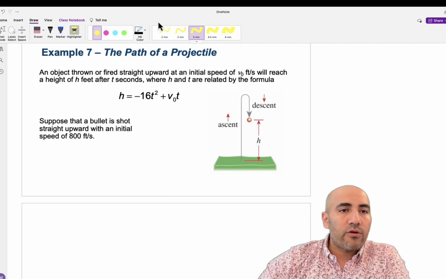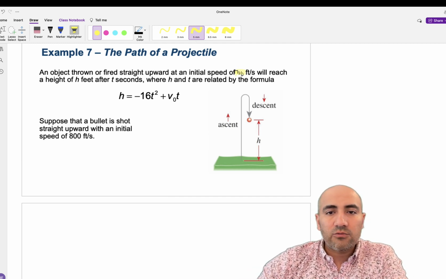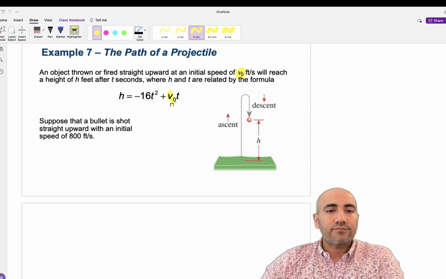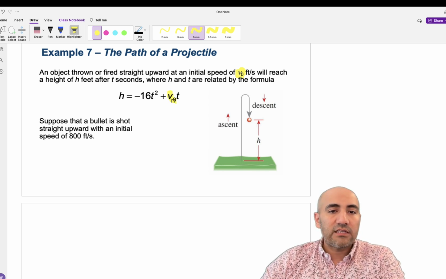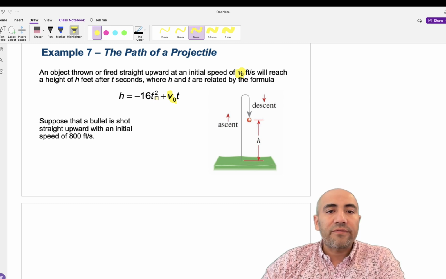Remember that this v0 right here represents initial velocity. Don't let the little subindex confuse you. It's just part of the name of this variable. So if we know the initial velocity, we can plug it in here, and then we have an equation which tells you the height as a function of time, where time is the number of seconds that have elapsed since the object was initially thrown up.